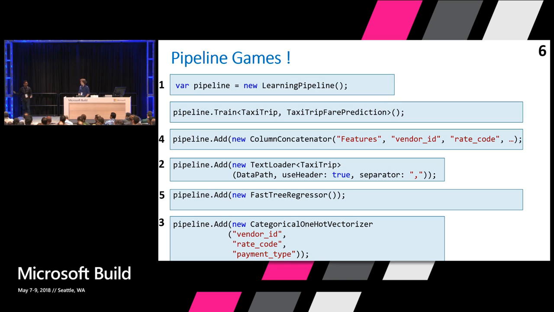And Gal, what does a tree regressor actually do? It trains a boosted decision tree for a regression task. So you'll notice there's FastTree for several tasks in ML.NET, for regression, for classification, and so on. Great.